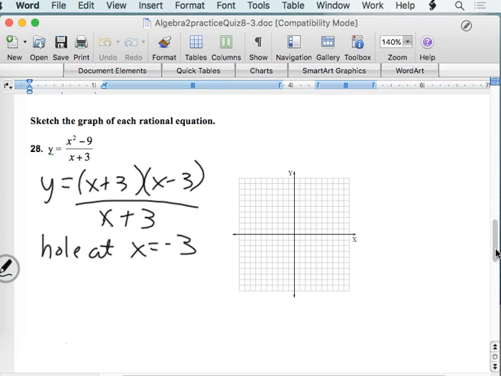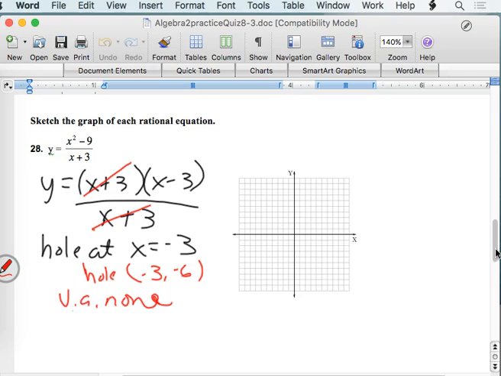Now, if we want to know exactly where that hole is going to be, here's what we do. We actually cancel this out, and we put a -3 in there, and we see what we get. So -3 minus 3 would be -6. So -3, -6 is where our hole is going to be. We wouldn't have to do that. We just have to make sure we put a hole at x equals -3 on our graph. Well, if that was a hole, do we have any vertical asymptotes? None. Because this was the only 0 of the denominator we had, so we're not getting any of those.